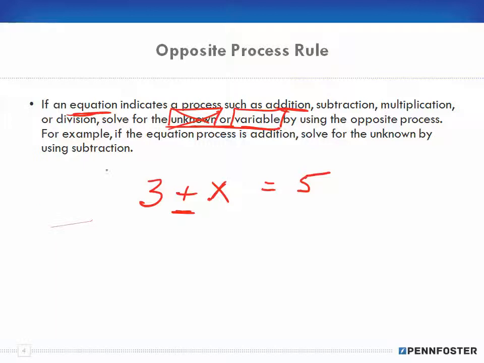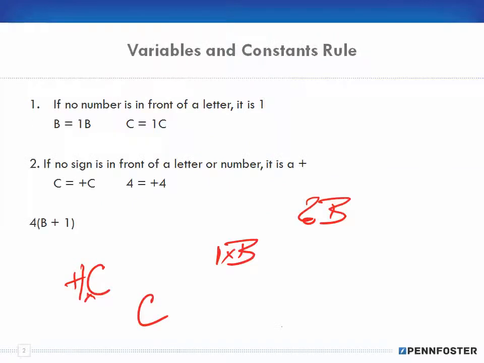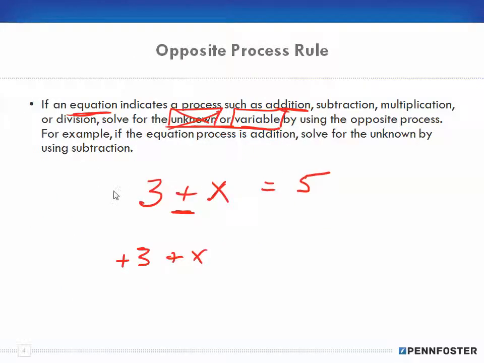See, my mind has already just jumped so far ahead, right? So I have a plus 3 plus x. And remember, if there's no sign in front of a number, that means it's a plus. We had gotten that from our first set of rules there, number 2 here: no sign in front of a letter or number means it's a plus. So by having nothing in front of this 3 right here, that means that's a plus.